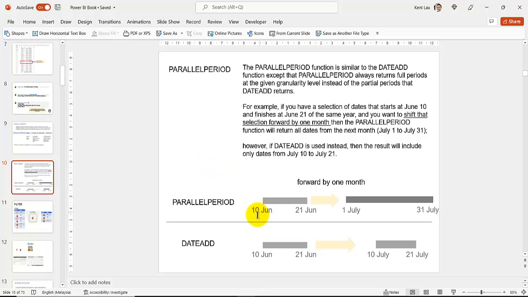Here you have the 10 June to 21 June. If you use parallel period by 1 month, it actually shifts 1 month's difference from the full month of June to July. If you use DATEADD, that is exactly the number of days shifted. So it will not cover the full month.